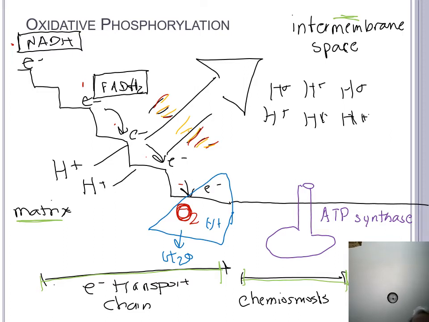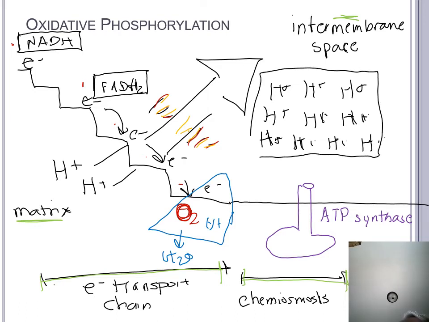We are going to keep pumping hydrogen ions across the membrane, and we're going to build up a gigantic concentration gradient of hydrogen ions in the intermembrane space. So if we look at it now, I've got a lot of hydrogen ions in the intermembrane space, and very few hydrogen ions down in the matrix. And what we learned in chapter 7 about diffusion is that these hydrogen ions are going to want to diffuse back across this membrane to the matrix.